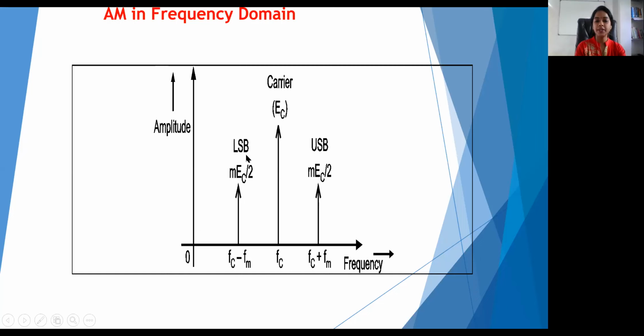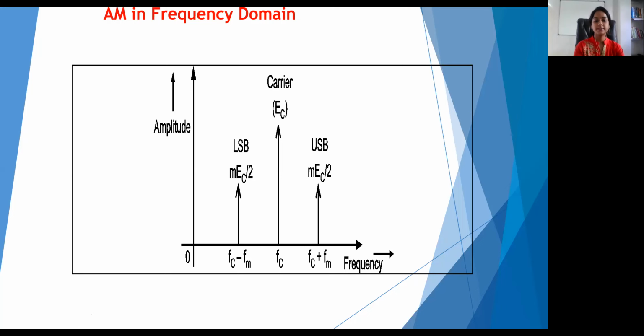Here LSB is there, USB is there, and the carrier frequency is there. In the center you have to draw the carrier frequency, and the lower one will be called the lower sideband. This is having amplitude. All the things you have to show. Without amplitude, nothing is there in an amplitude modulated signal. So each time you have to show the amplitude values.